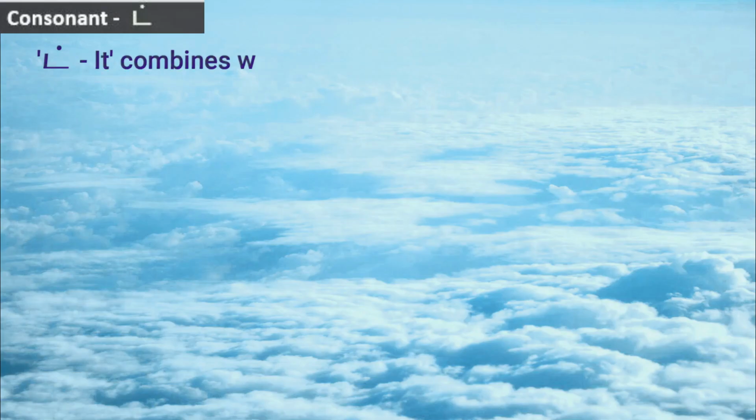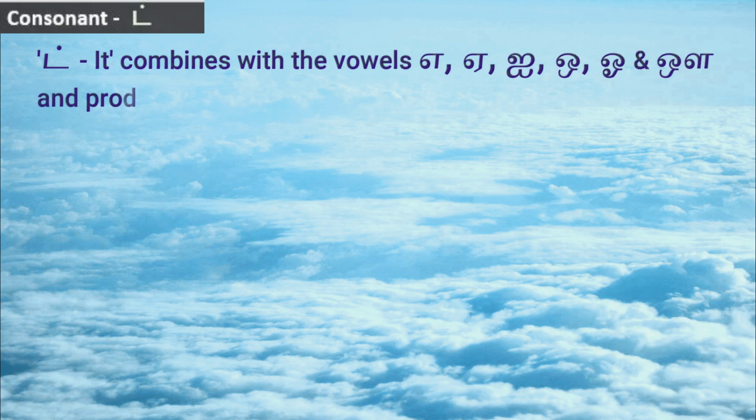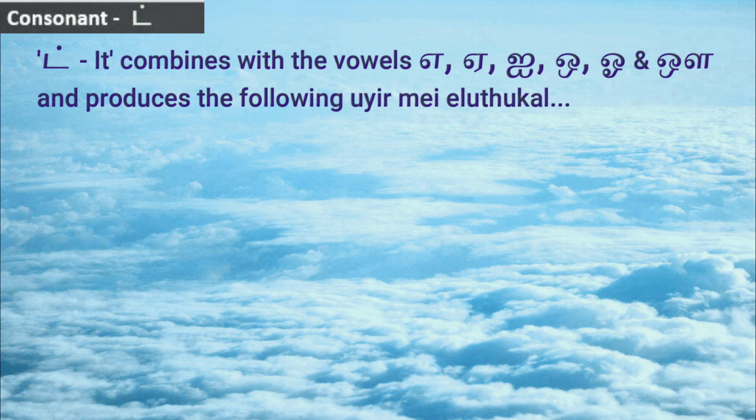To write do, first we write a vertical line, and from the middle of the vertical line a circular arc going to the top, and then a small circle at the tip. So this is 2. It combines with the vowels A, I, O and Au and produces the following உயிர்மெய் எழுத்துக்கள்.